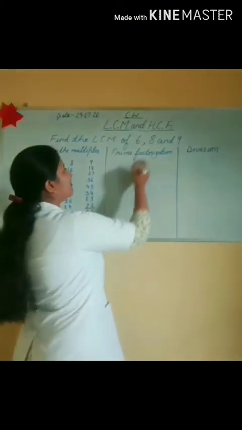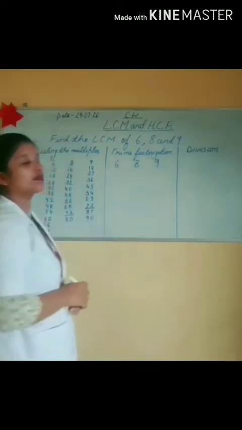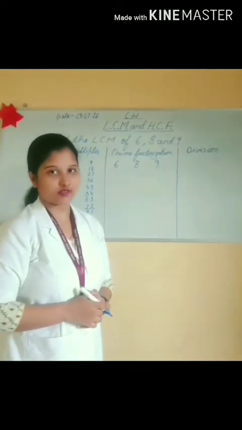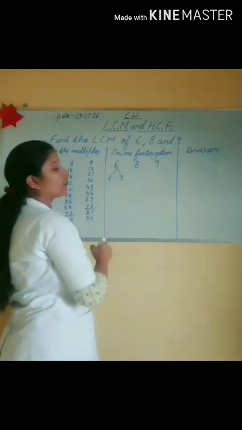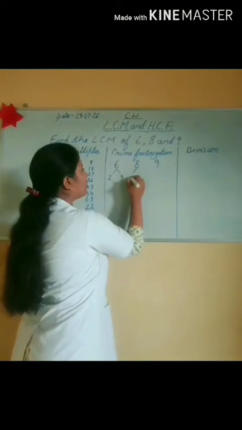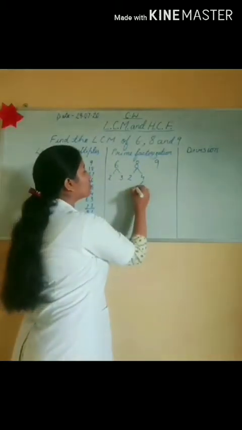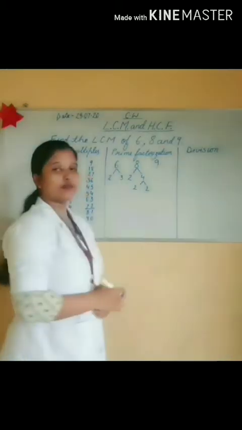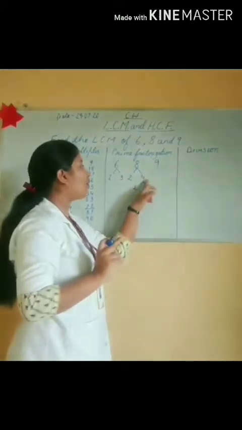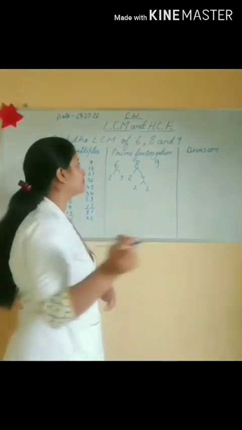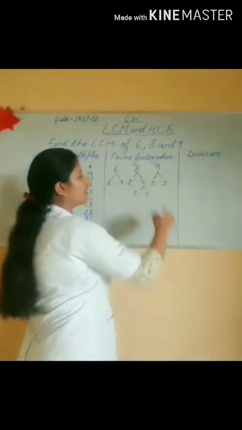Now, we will write these three numbers here, 6, 8 and 9. Now let us find their prime factors. For 6, the factors are 2 times 3. For 8, it is 2 times 4, and we can write 4 as 2 times 2. Why? Because we need to write prime factors, and 4 is not a prime number. Now in case of 9, it is 3 times 3.